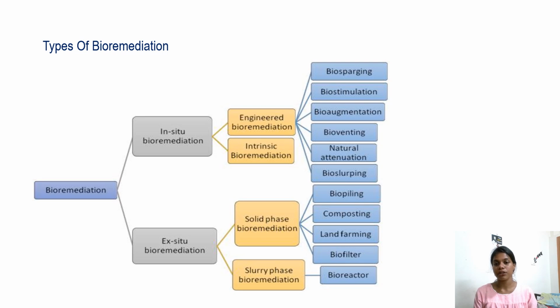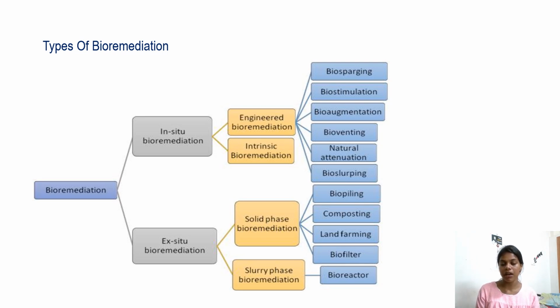Again, they are classified into biosparging, biostimulation, bioaugmentation, bioventing, natural attenuation, and bioslurping. In this, biosparging is nothing but giving aeration, or oxygen molecules, to increase the microbial activity. All these techniques are used to improve the bioremediation method.